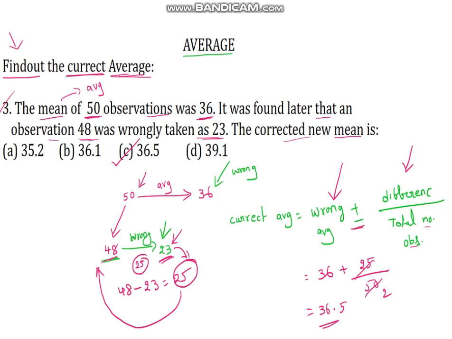When we take minus, it means the wrong value is greater than the actual value. Suppose the wrong value is 98, then we take minus: 36 minus 98 minus 48 divided by 50. This equals 35, which is the answer. When the wrong value is greater than the actual value, we have to subtract this difference from the wrong average.